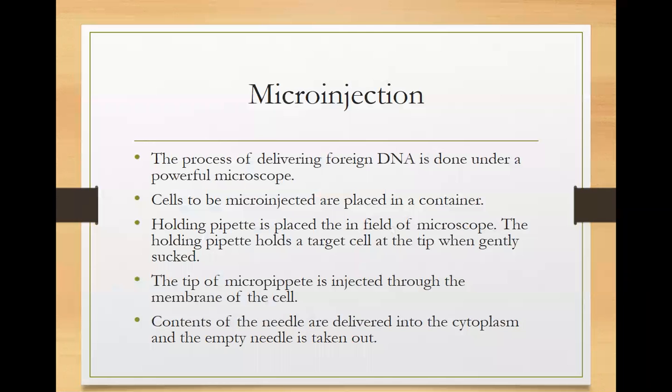So this is microinjection. Once again, quickly recollecting the points, this is the process of delivering foreign DNA. This is done under a powerful microscope. Cells to be injected are placed in a container, and we also use a holding pipette. It is placed in the field of the microscope. The holding pipette holds the target cell at the tip. When gently sucked, the tip of the micropipette is injected through the cell membrane. Then the contents of the needle are delivered into the cytoplasm, and then the empty needle will be taken out. That's how the whole protocol of microinjection works.